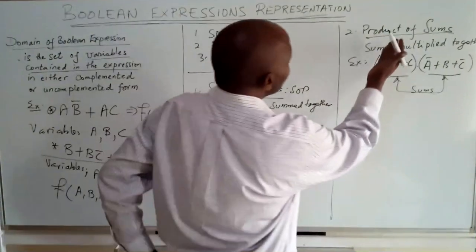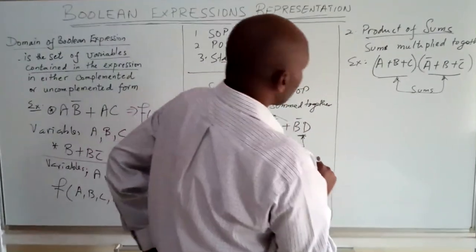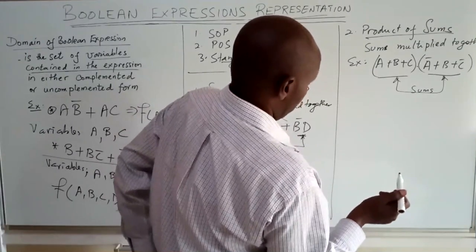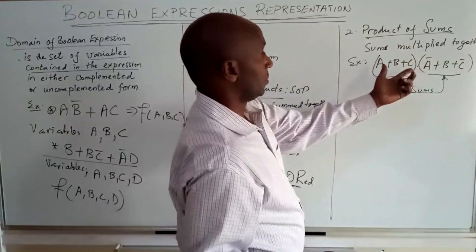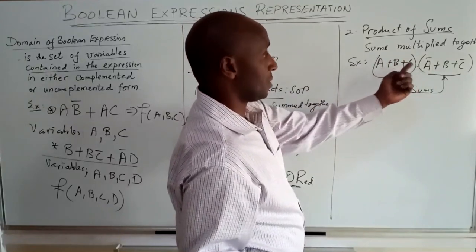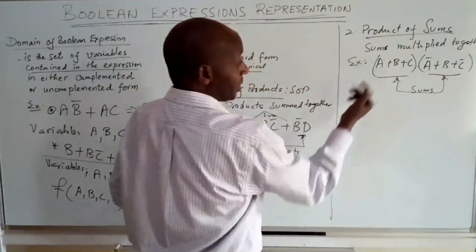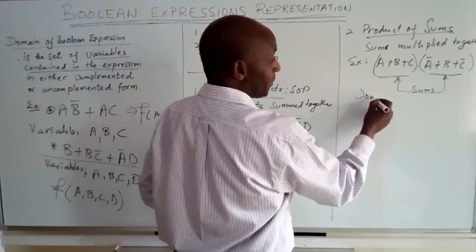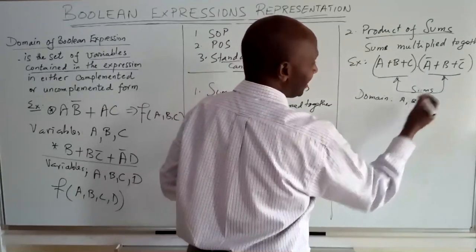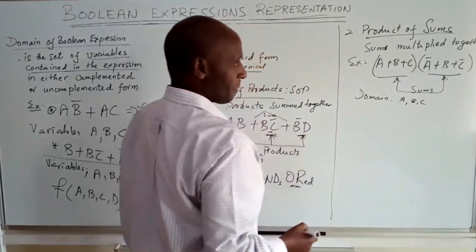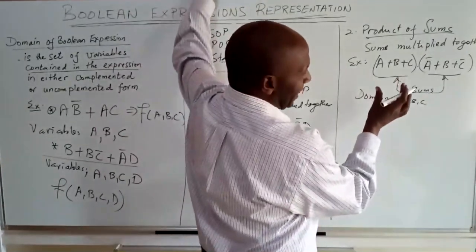And this product of sums, we have different variables, A, B, C, and we can say the domain. What is the domain here? The domain is A, B, and C.